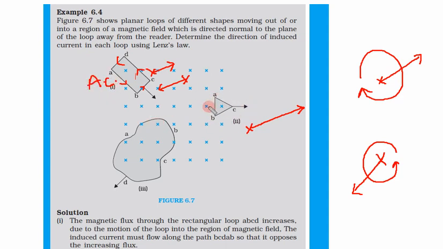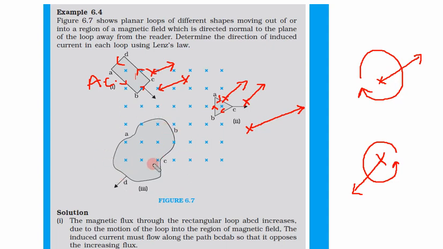Now let us see this loop. The field inside this loop is initially in this way. Now the field is reducing. So how will it oppose this effect? Since the field is not increasing but reducing, it wants a field in this same direction, so that the effect remains maintained. In the same direction, this is clockwise. So the current in this loop will be in the clockwise direction.